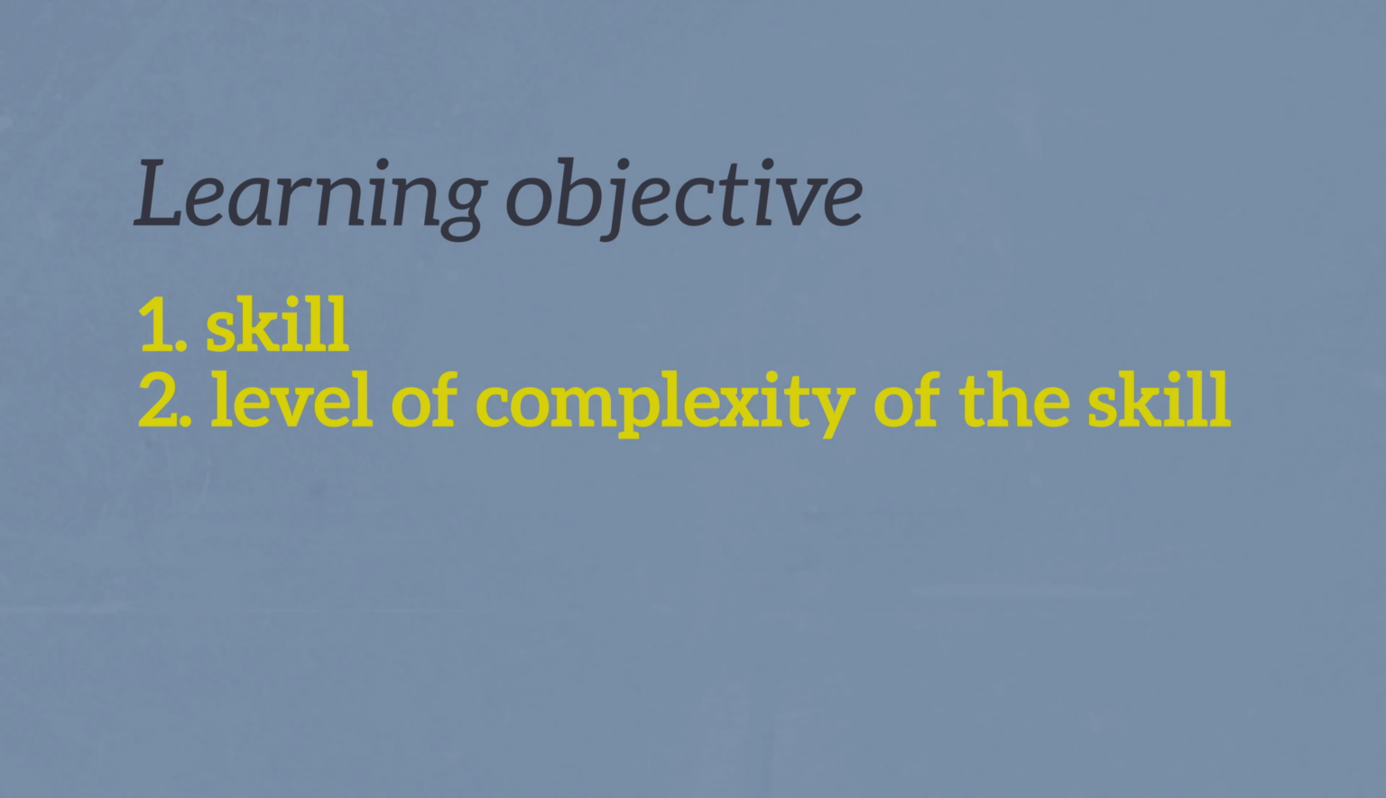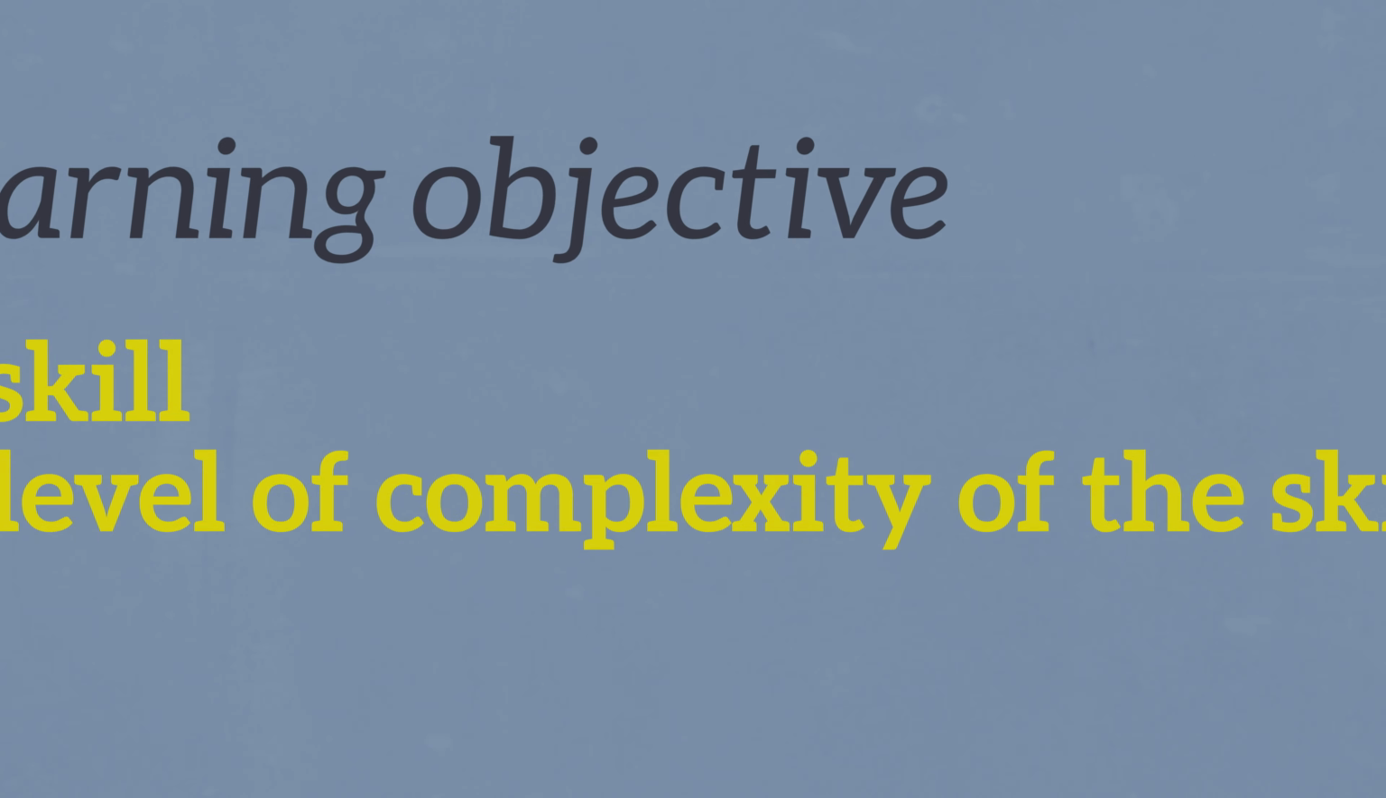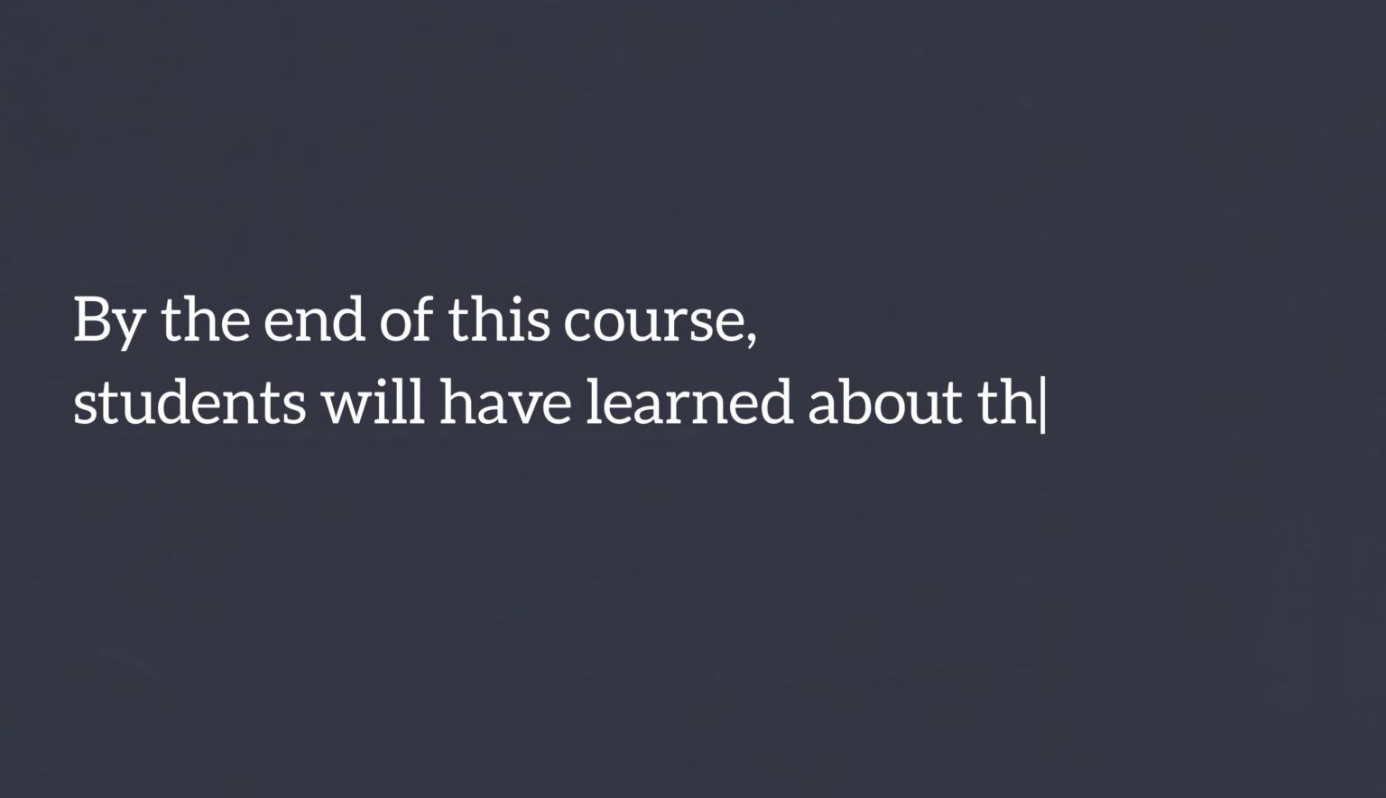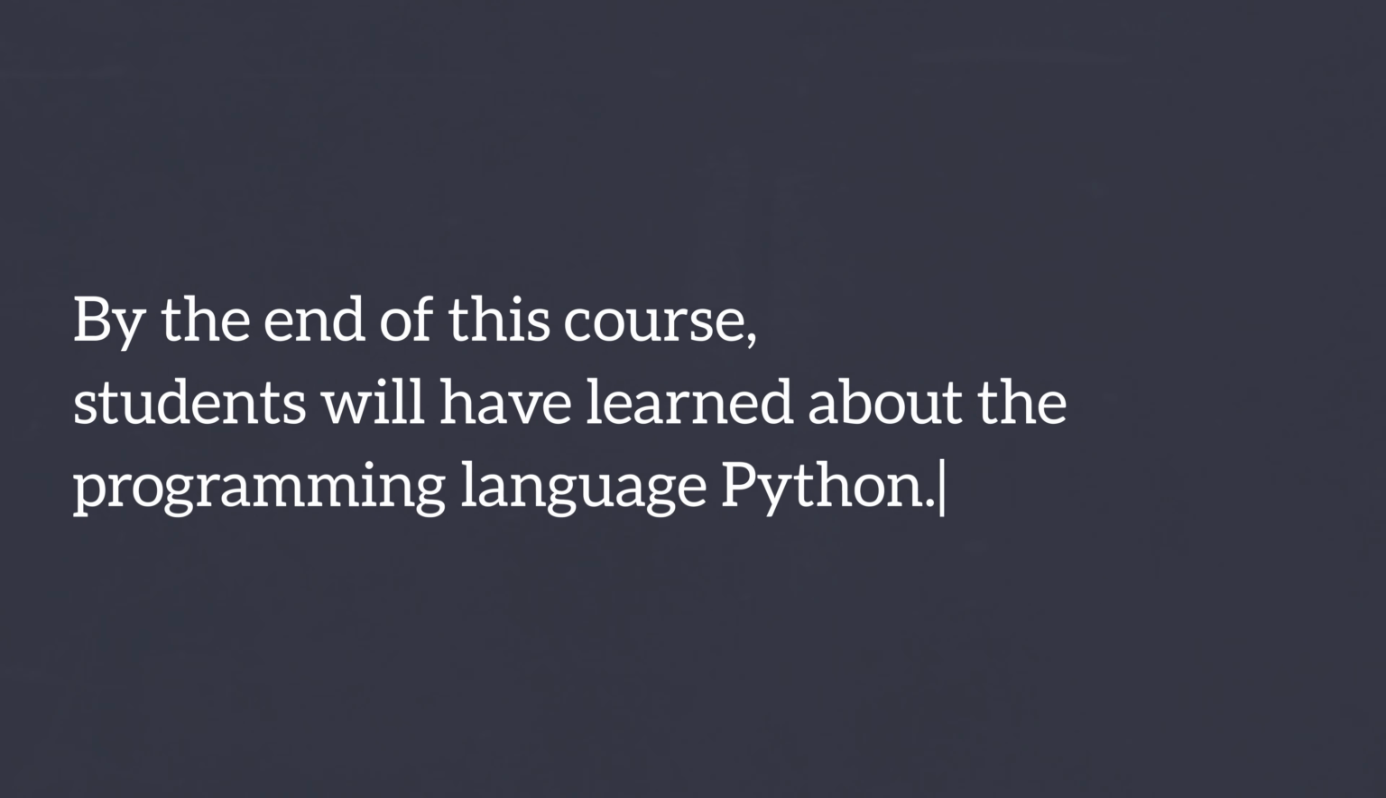A good learning objective will state both the skill that the students are expected to acquire and the level of complexity that skill should have. Let's look at an example of a lecturer's general intent and then construct a specific learning objective out of it. By the end of this course, students will have learned about the programming language Python. This sentence only states that the expected outcome is for students to learn about the programming language Python. It does not mention what they should be able to do.